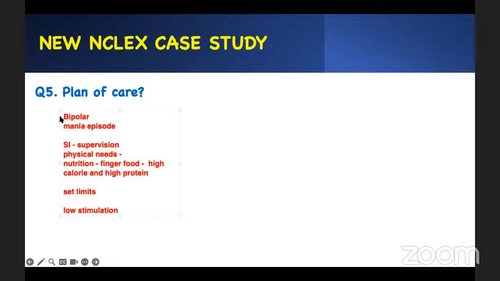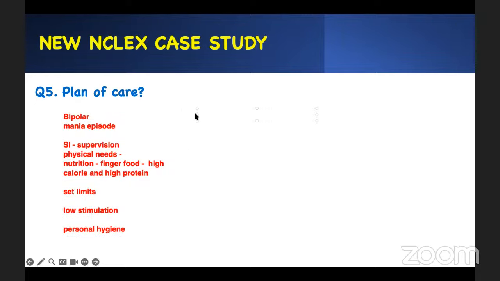To provide low stimulation as much as possible. Of course, he has had no bath, so personal hygiene is important, so that we can get him shaved up, and then we can do what we've got to do, right? So those are the key points, okay?